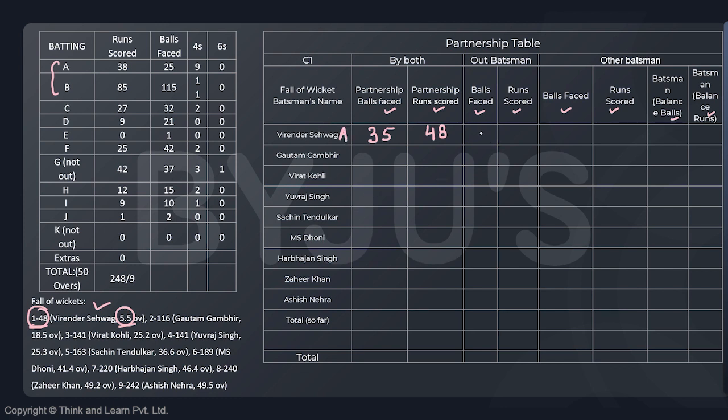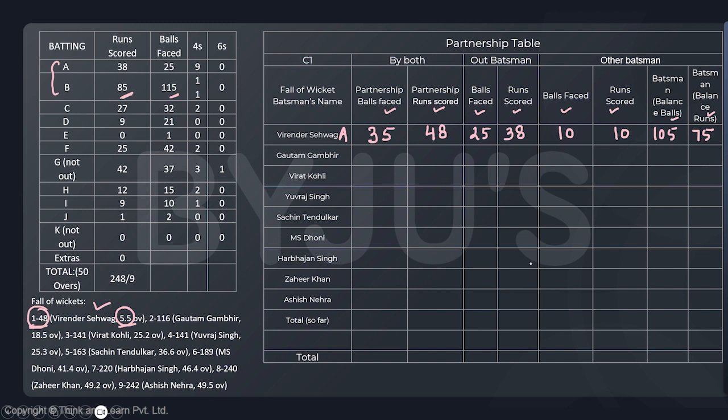He has made 38 runs in 25 balls. The partnership was of 35 balls. Virendra Sehwag played 25, so the remaining 10 balls were faced by the other batsman, that is batsman B, right? And the remaining runs made by the other batsman is equal to 10. That's again by B. So B has made 10 runs in 10 balls in this partnership. But the total runs scored by B is 85 in 115 balls. So if I subtract these 10 balls from 115, he is yet to face 105 balls more. And subtract 10 from 85, he is yet to make 75 runs more.